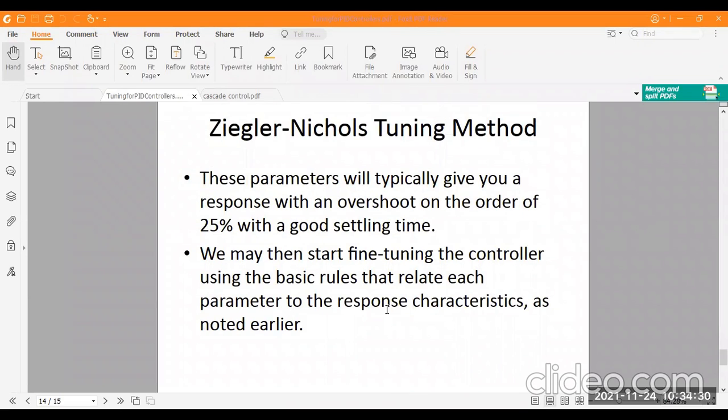So we have to cover this tuning of the controller. With the Ziegler-Nichols tuning methods, these parameters will typically give you a response with an overshoot on the order of 25% and good settling times. So these are the basic conditions when you apply the Ziegler-Nichols method. We may then start fine tuning the controller using these basic rules that relate each parameter to the response characteristics. Okay.